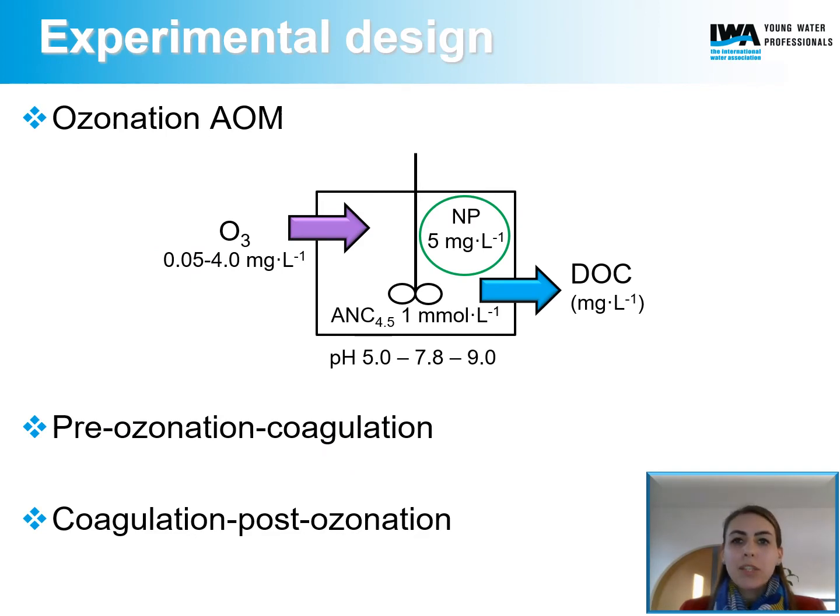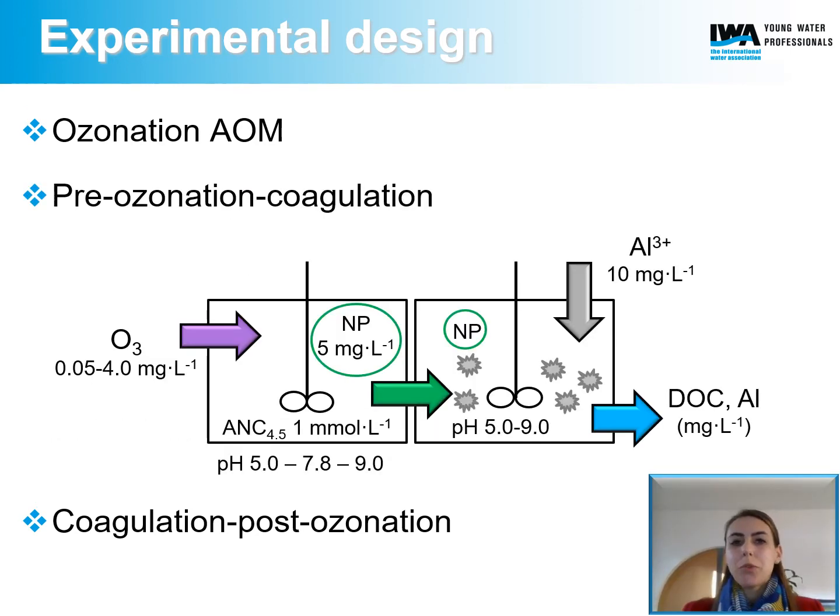Firstly, we focus on the effect of ozonation alone on the non-proteinaceous fraction. The concentration of dissolved organic carbon of non-proteinaceous fraction was 5 mg per liter, and the dose of ozone was 0.05 to 4.0 mg per liter. The ozonation pH included acidic, unaltered, and alkaline condition.